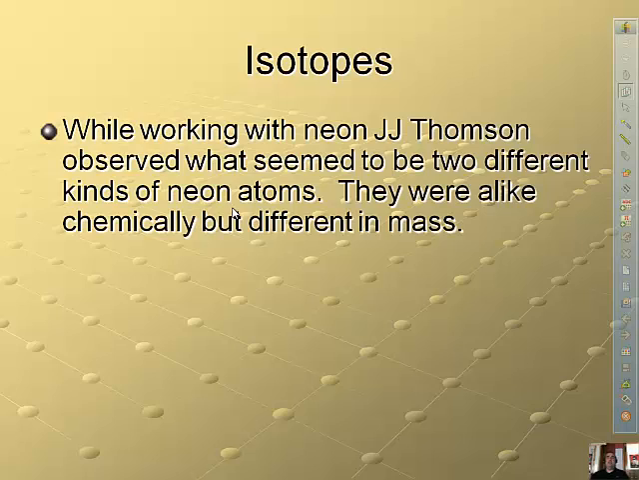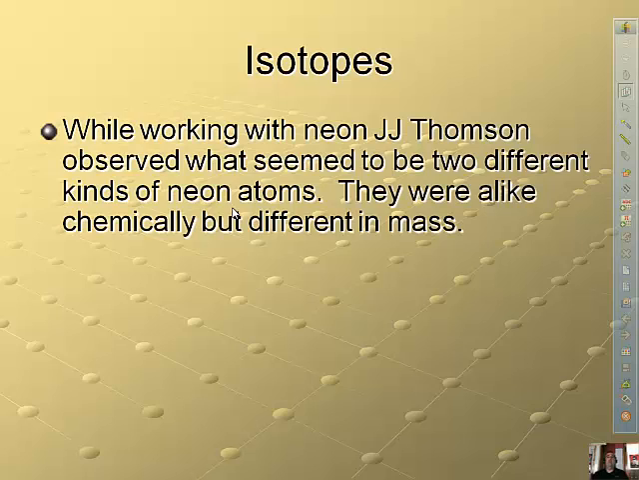J.J. Thomson did quite a bit with the atom. He was the individual that found the electron. He also came back and found the proton. But while he was working with neon, J.J. Thomson found what appeared to be two different kinds of neon atoms. They were alike chemically, but they had a difference in masses.